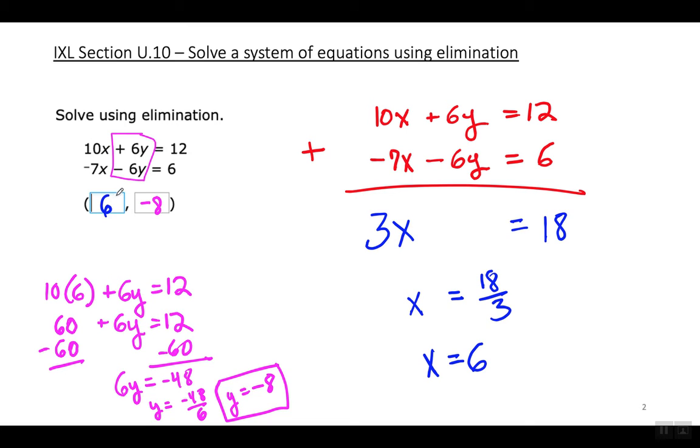Se tiene que sustituir 6 para x en cualquiera de las dos ecuaciones. Escoge la que tú creas que va a ser más fácil. Yo lo sustituí en la ecuación de arriba. Así que hice 10 por 6, que me dio 60, resto 60 del otro lado y me dio negativo 48. Y ahora divido por 6 y eso me da el valor de y, que es negativo 8. Y ahí tengo mi respuesta.